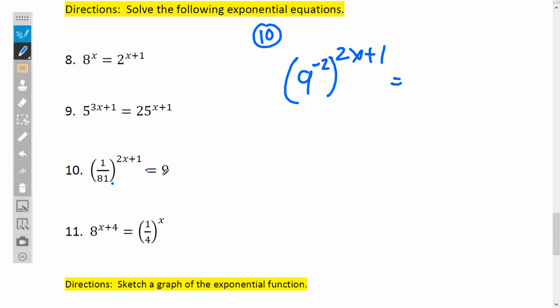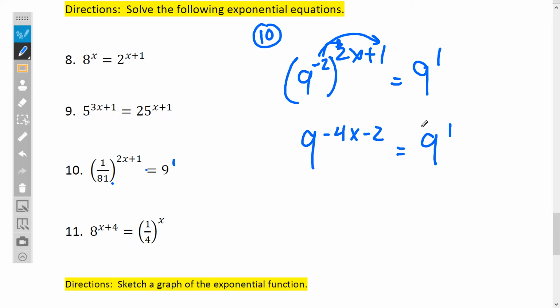The other side, you might be confused because we don't see an exponent here. However, if we don't see an exponent, there is an invisible exponent of 1. So we have to keep in mind when we're setting them equal to each other that the exponent on the right side is 1. Multiply these. So negative 4x minus 2, and that's equal to 9 to the first power.